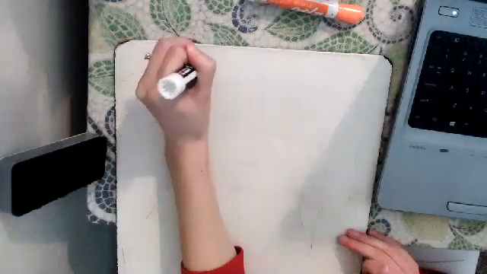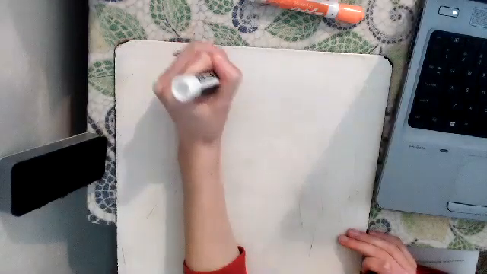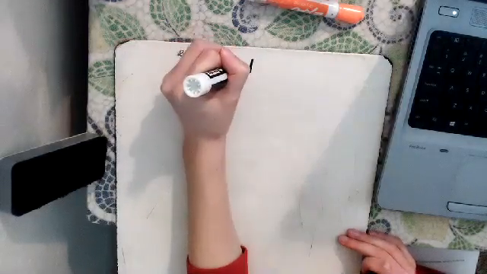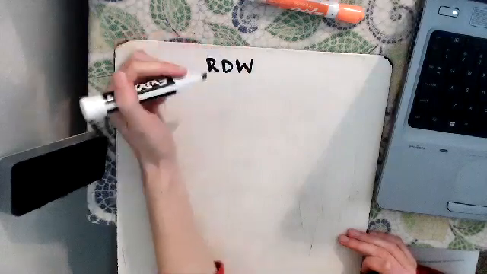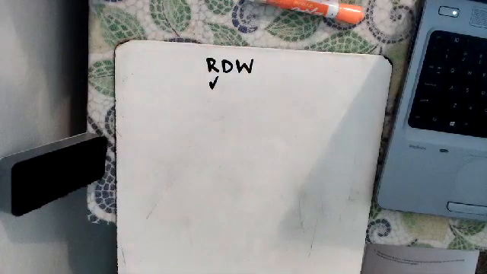Okay, so let's go ahead and solve this problem. I'm going to do a little RDW action. As we all know, that means read, draw, write. And write, you have to write with words and numbers. So I read the problem, I can check off my R. Now it's time to draw a picture.